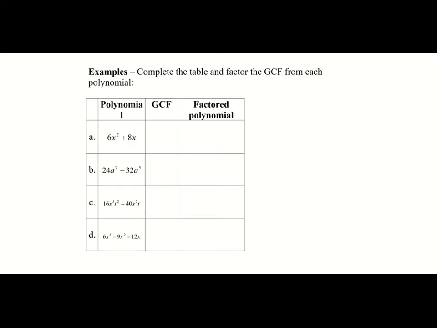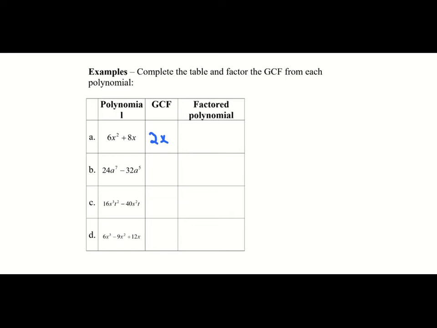So here we're going to look at our polynomials and factor out the greatest common factor. So for the first one, we have 6x squared plus 8x. First, I need to find my GCF. Now for 6 and 8, my greatest common factor, I know the highest number that will divide into both of those will be 2. And they both have an x, but I'm going to choose x to the first power. So that's my greatest common factor.